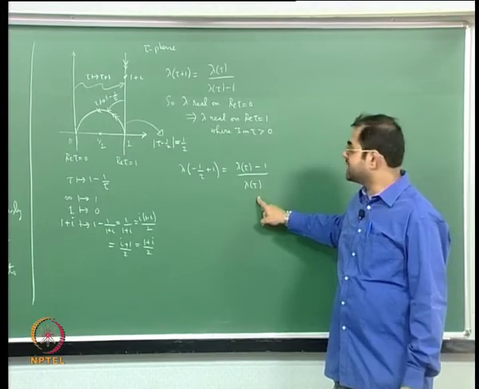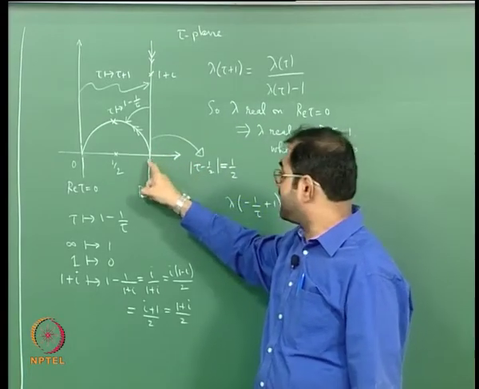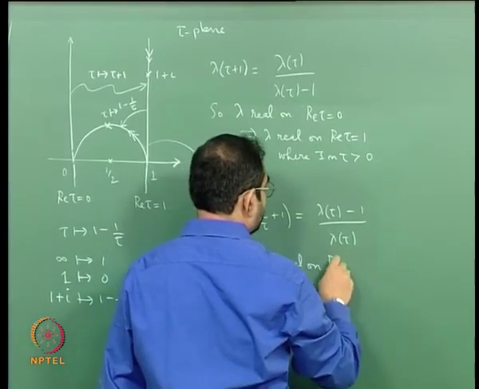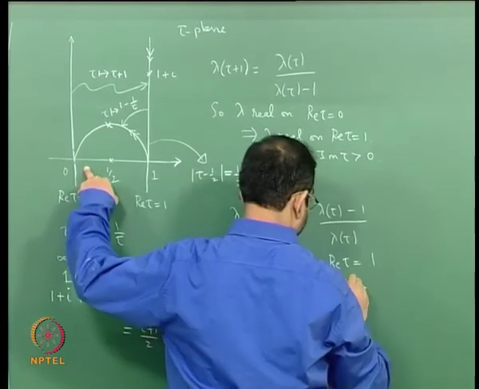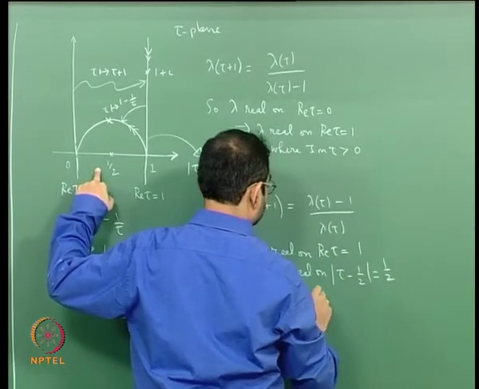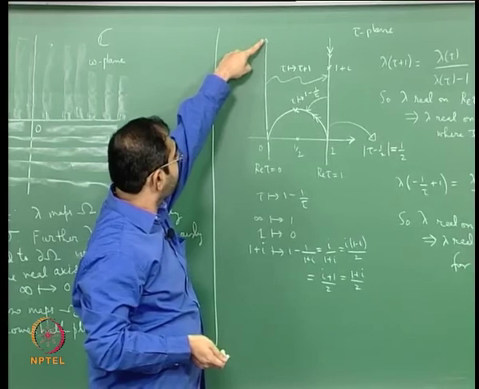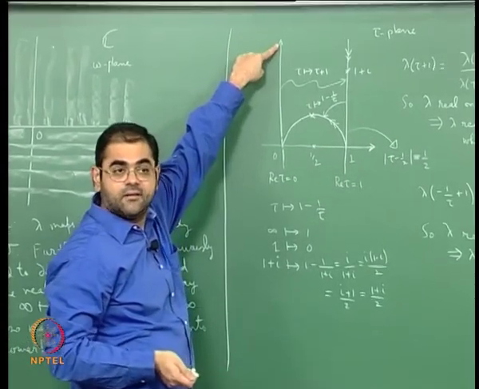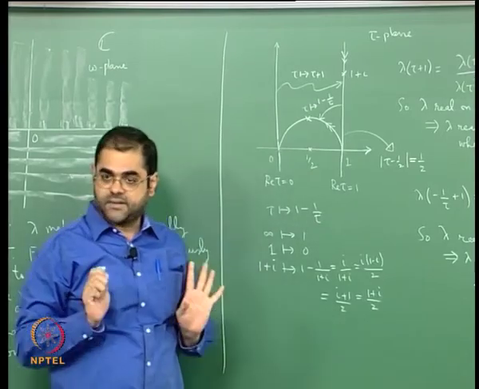Now what does this tell you? This tells you that if you knew that lambda is real on this, you can then conclude that lambda is real on this. So lambda real on real part of tau equal to 1 implies lambda real on this semicircle for imaginary part of tau positive. So to show that lambda is actually real on this boundary, I have to only show that lambda is real on this imaginary axis, and I have to worry about the point 0 and the point 1, that is all I will have to do.